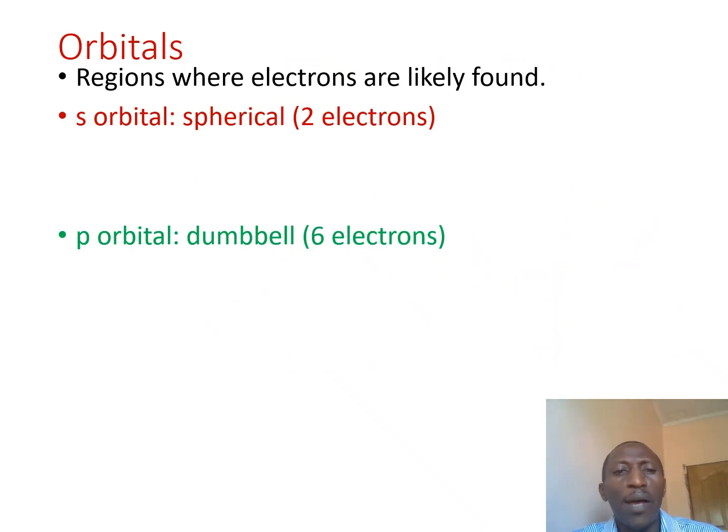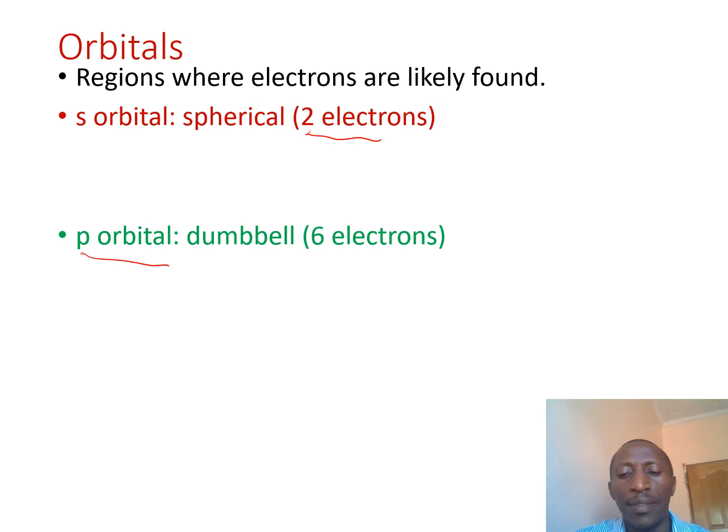What, therefore, are orbitals? Orbitals are regions where electrons are likely to be found, and they are subshells in a given shell or energy level. At grade 10, we shall put our focus on the s orbital. The s orbital is spherical in shape and it holds a maximum of 2 electrons. Then we have the p orbital.